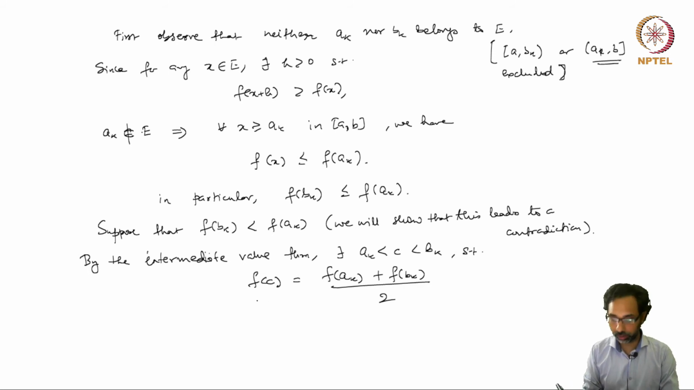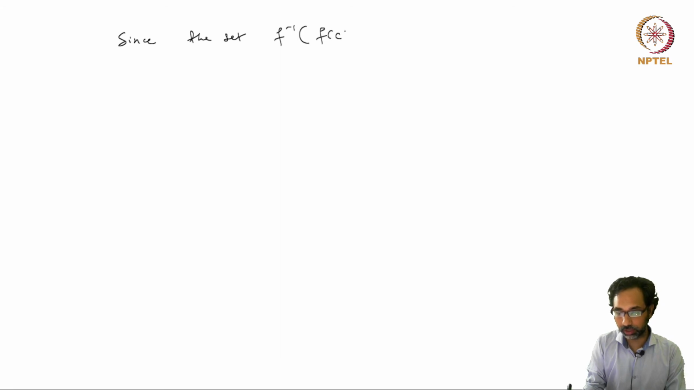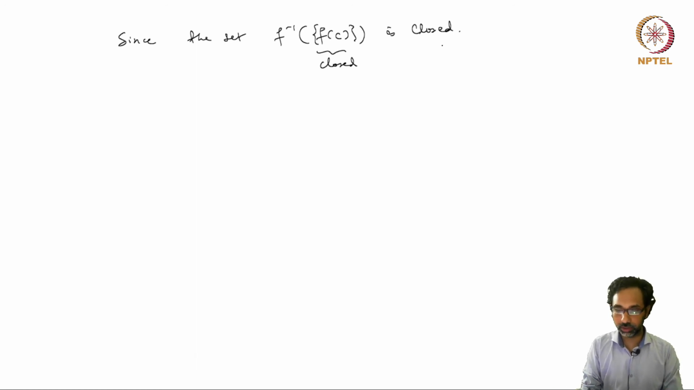Now it could happen that there are many such points, infinitely many such points c. So what we will do is take the point c which satisfies this and is farthest to the right, so largest possible. Since the set f inverse of f(c) is closed, this is a closed set, being the inverse image of a point under a continuous function.